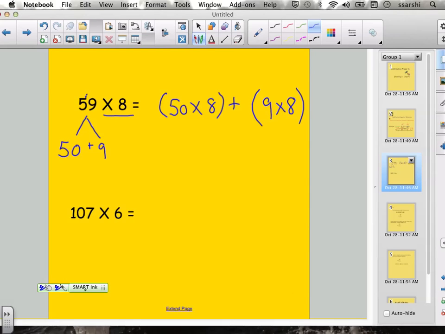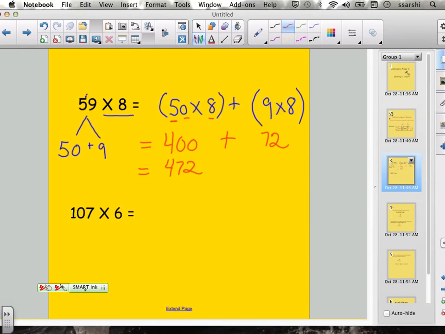So to go ahead and do the steps, 50 times 8, I can do that mentally. I know that 8 times 5, my basic fact, is 40, and add the second 0 because it's a 50, so that's 400. I know 9 times 8, I know my basic multiplication facts, that's a 72. So what I have here is 59 times 8 is 400 plus 72, or the sum of 472.